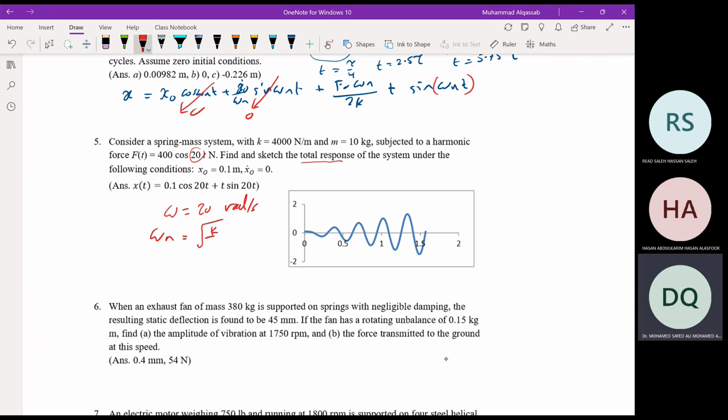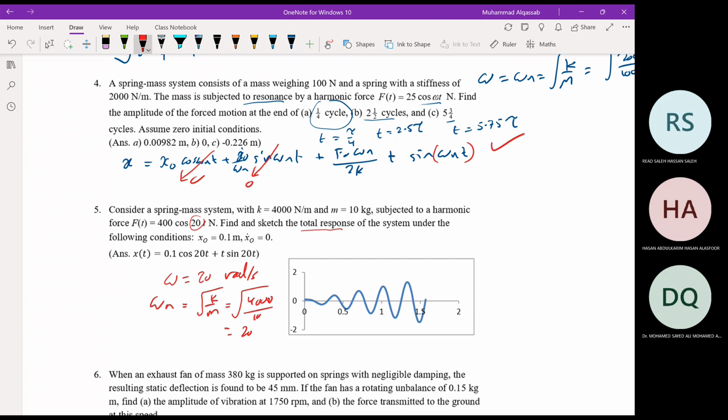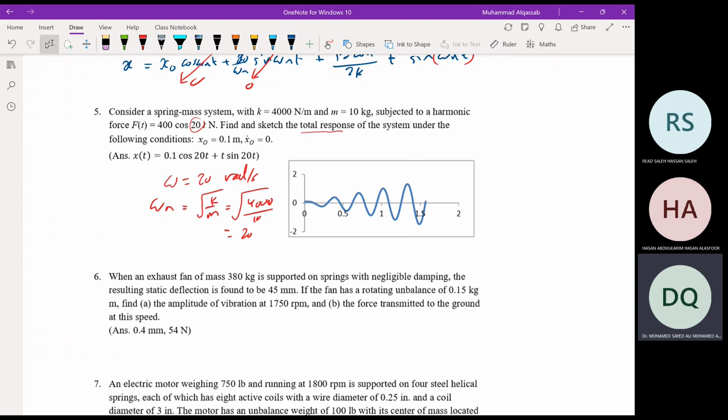So omega n is the square root of k over m, which is equal to the square root of 4,000 divided by 10, mass is 10. It's 20. Okay, so this is resonance. Then we can use the same equation here. Initial conditions are given: 0.1 meter for the initial displacement, and initial velocity is 0. Okay, so that is just using equation 2 in that slide.